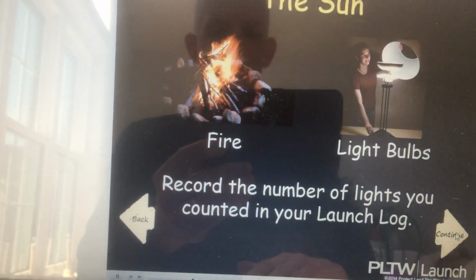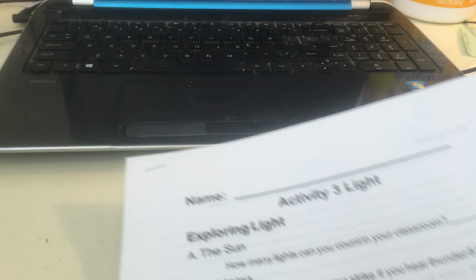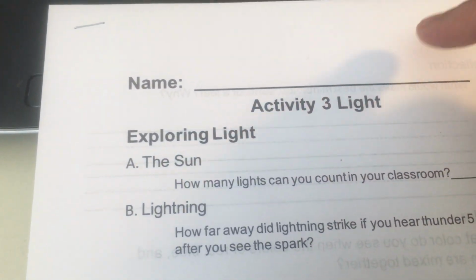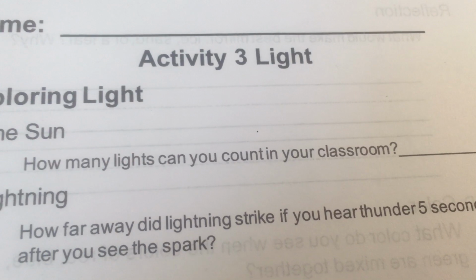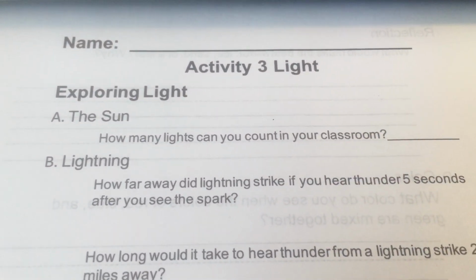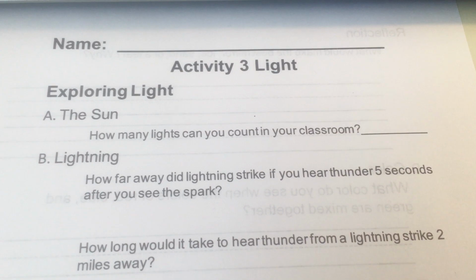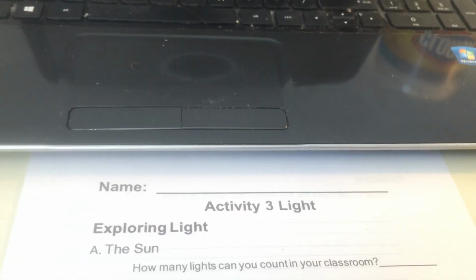When they say launch log, they're talking about this piece of paper that hopefully you were able to print out, or your blank piece of paper if that's what you're using. First of all, make sure you have your name and number at the top. Then it says, how many lights can you count in your classroom? Your classroom right now is the room where you're doing this work. So take a look around your room and write down on the blank how many lights are in the room where you're working right now. If you need to press the pause button, you can do that, and when you are ready to continue, just press the play button.